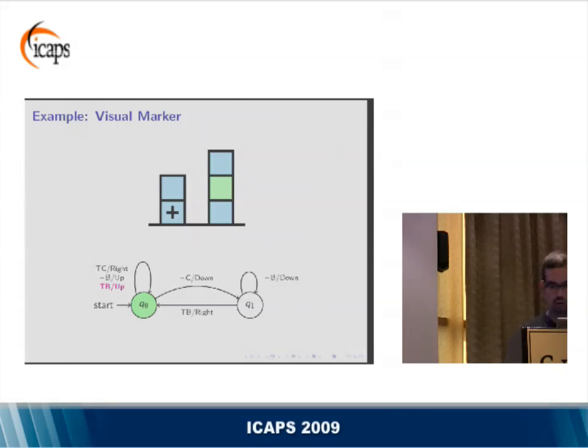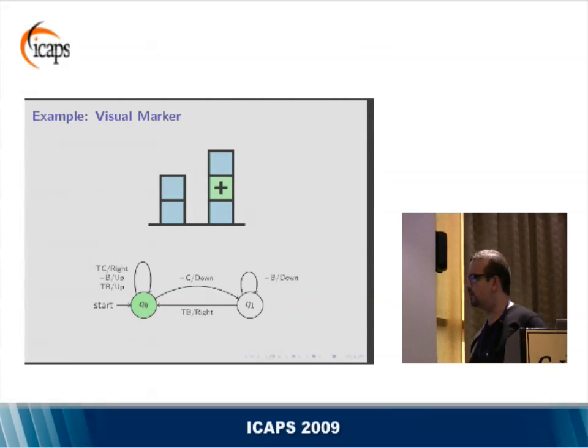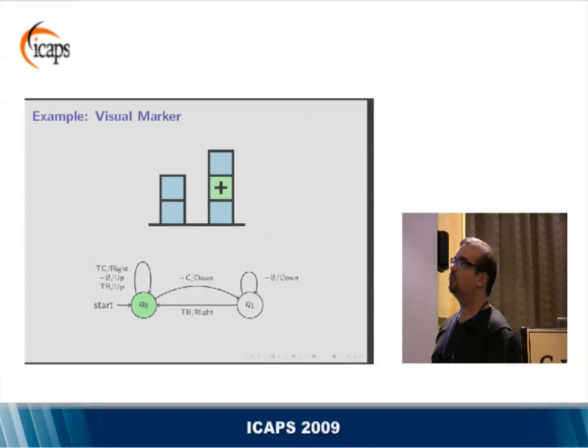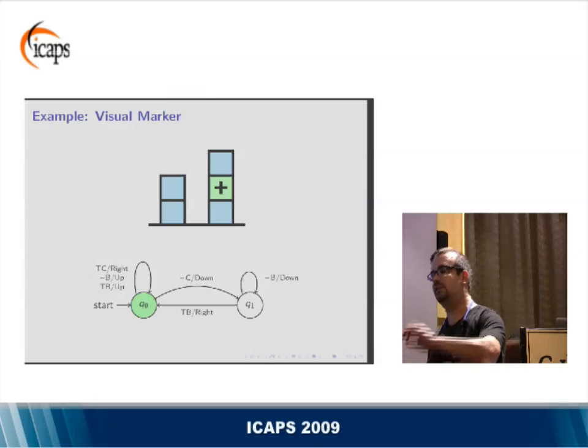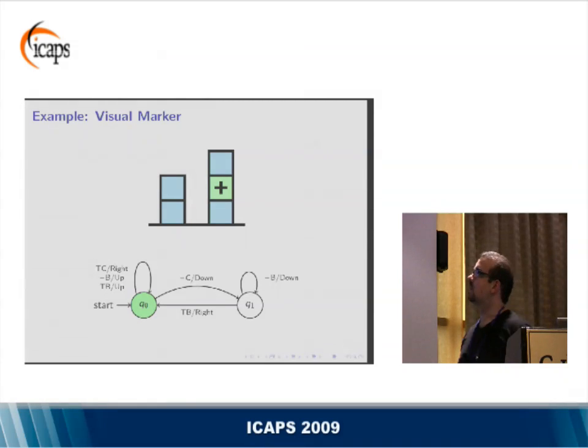So this is the controller. The nice thing about this controller, let me show you how it works. It basically goes like that. The nice thing about that controller is that it will work for every blocks world. It doesn't matter how many blocks you have. It doesn't matter where, as long as the marker begins at the leftmost cell. This controller here is going to find the green block.